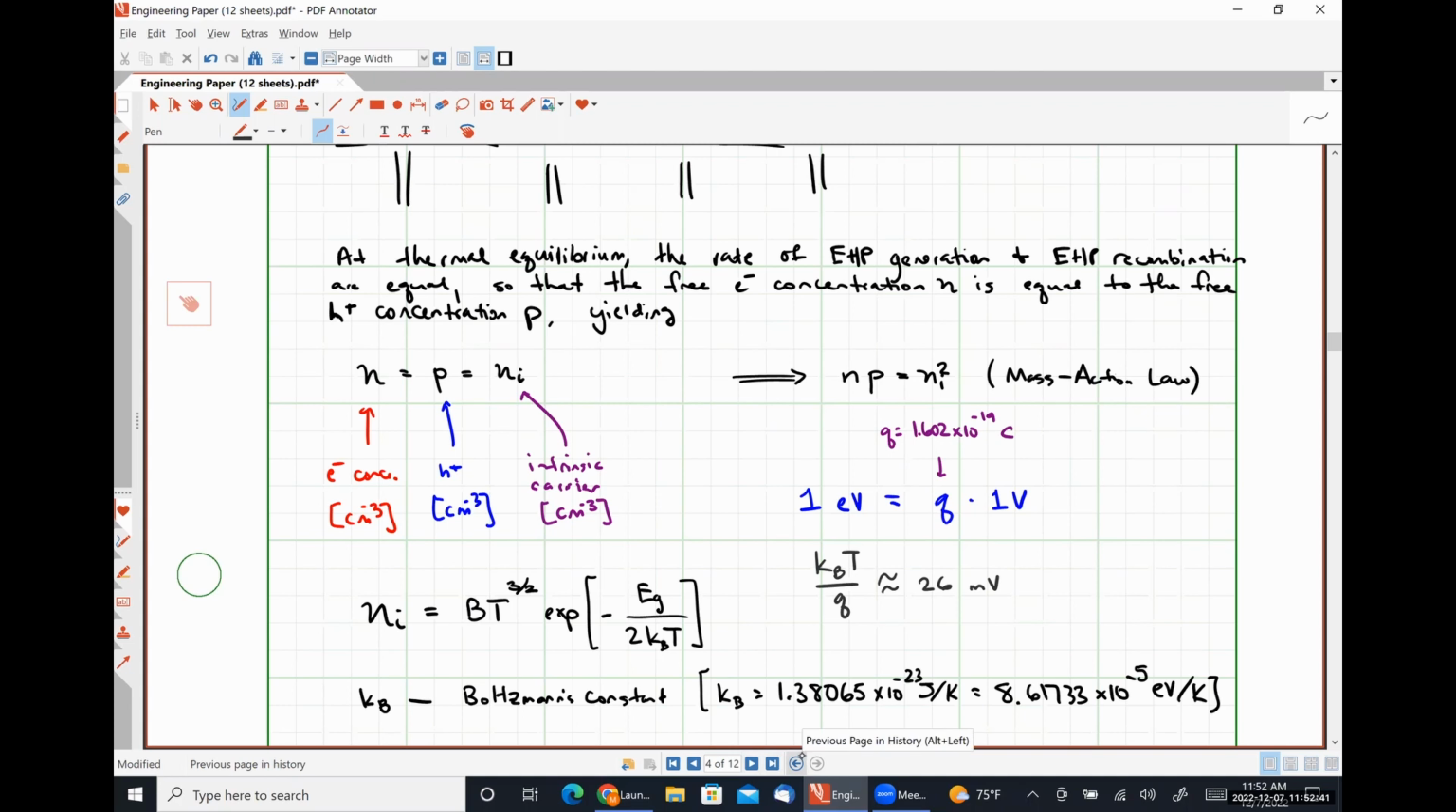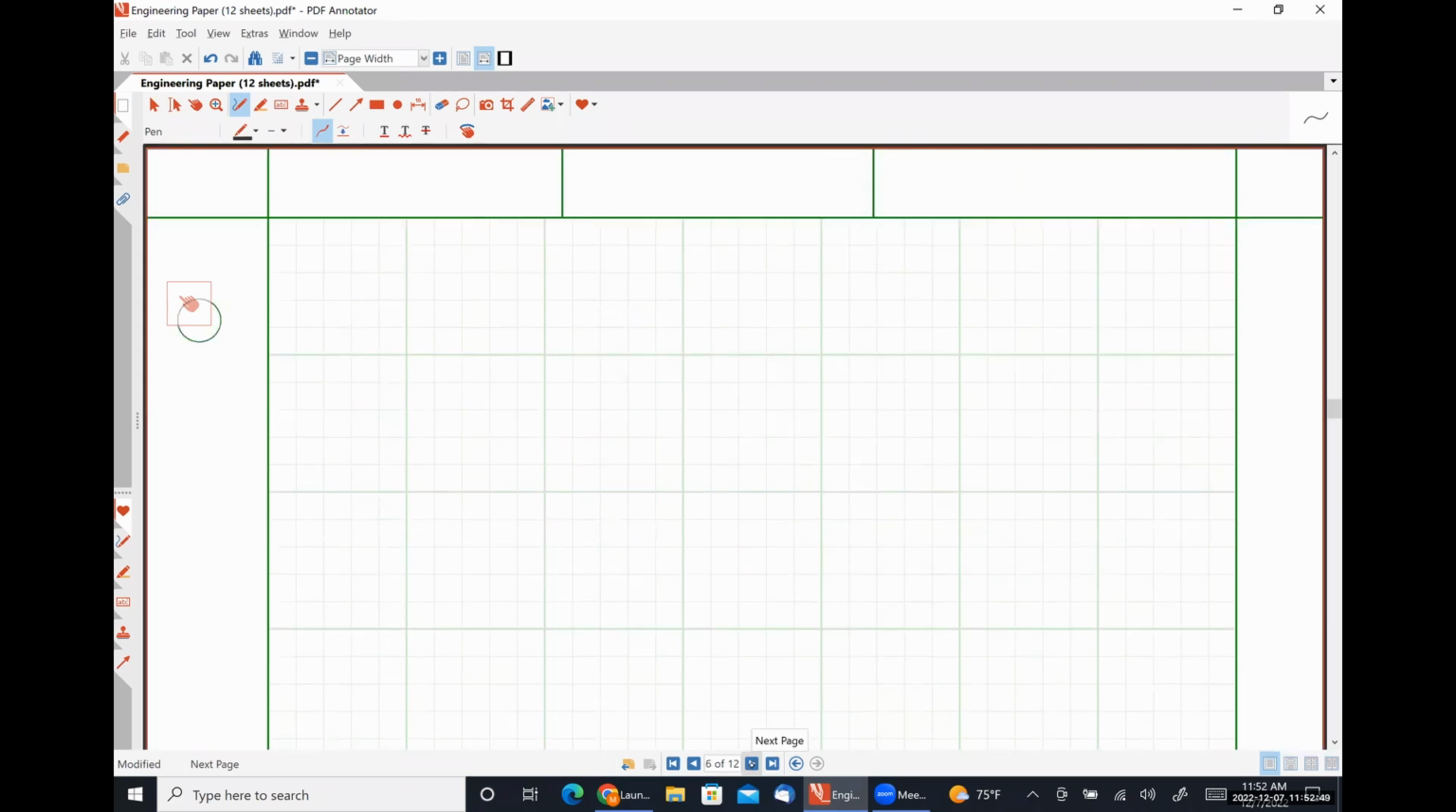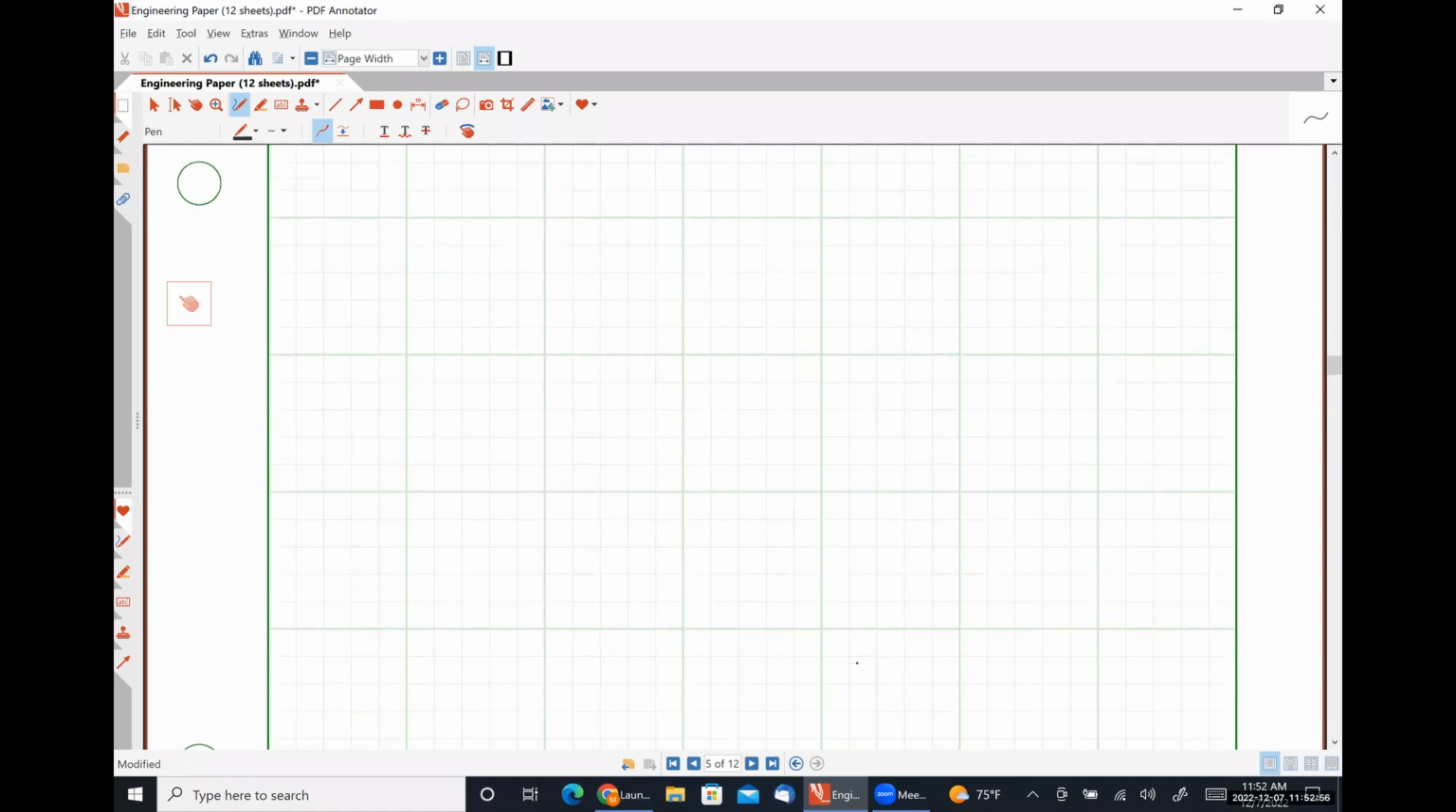So we have talked about how an intrinsic semiconductor behaves, meaning we have not introduced any impurities or anything like that. We've determined, oh, sorry, let me go back here real quick.